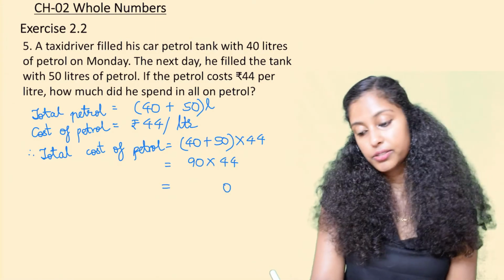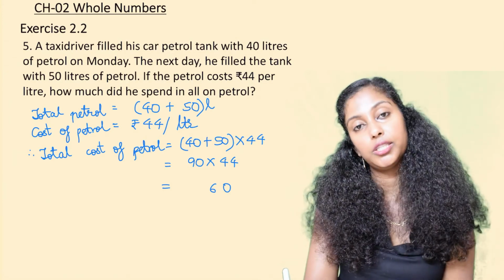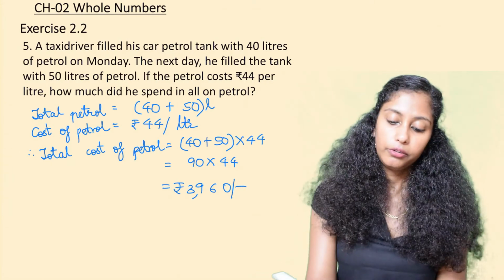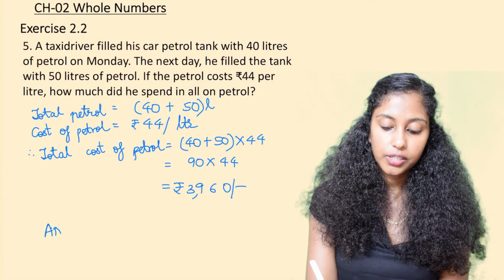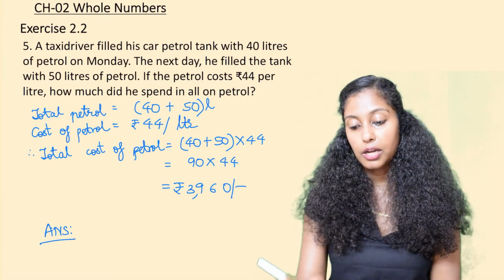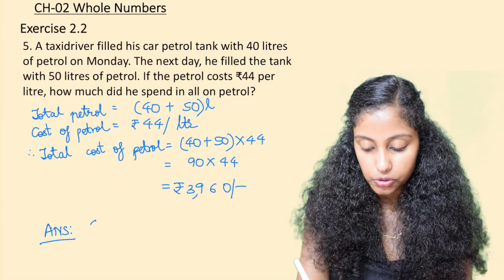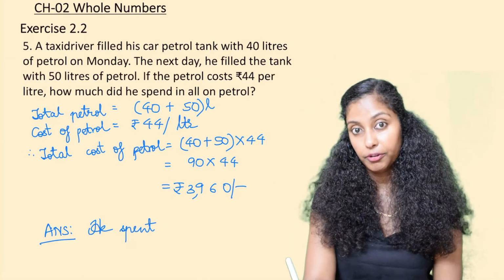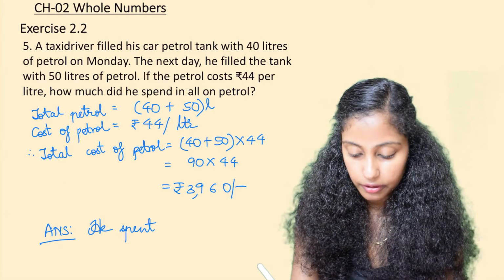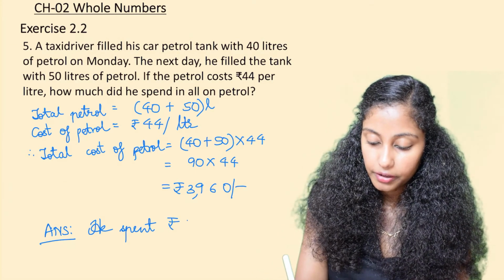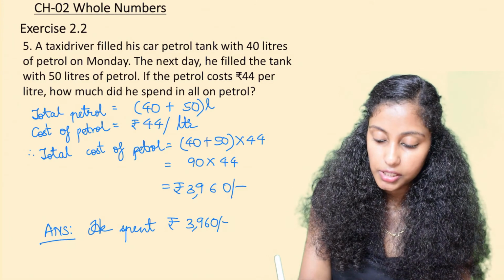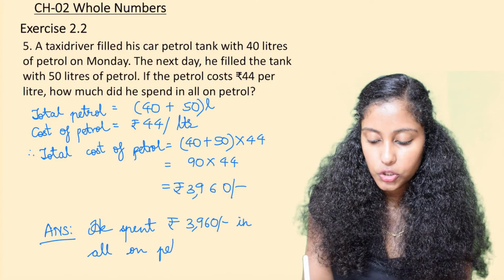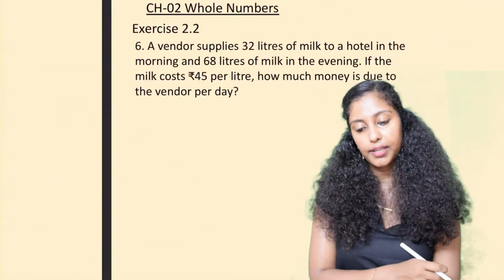0 we write as it is. 9 4s are 36, 9 4s are 36 plus 3 is 39. So total amount spent was rupees 3,960. And we write the answer. How much did he spend in all on petrol? So he spent. We write spent because it is related to grammar. For grammar, watch my videos on grammar. He spent rupees 3,960 in all on petrol. Wow, maths is as simple as a game.